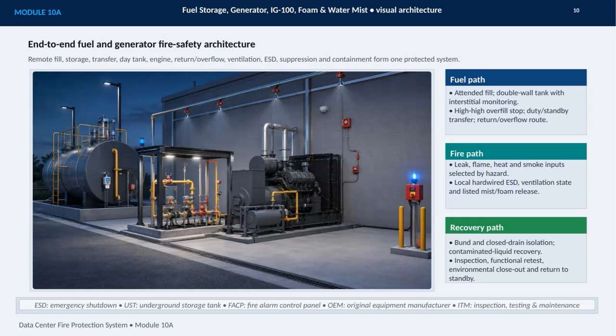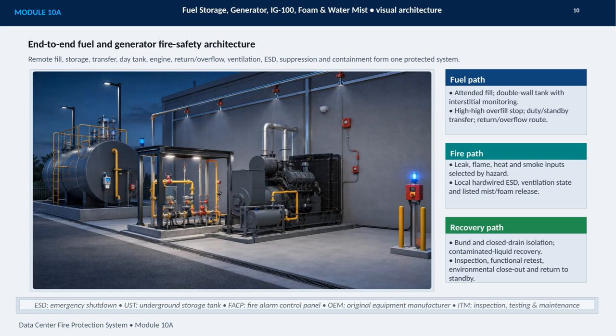The central idea is that fuel handling, fire detection, emergency shutdown, suppression, ventilation, and containment must operate as one protected system, rather than as isolated functions. The fuel path begins with attended filling and a double-wall tank, supported by interstitial monitoring. High overfill protection stops the fill when needed, while duty and standby transfer equipment and a defined return or overflow route support controlled movement of fuel through the system.